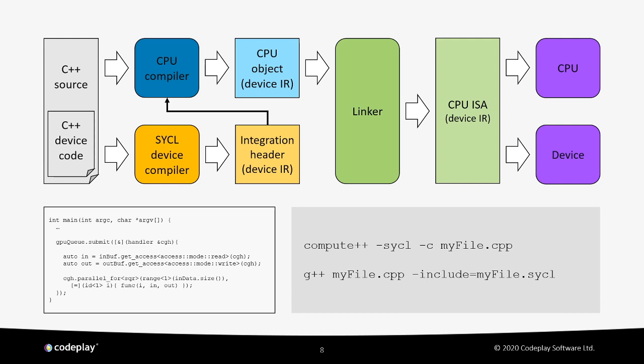The way you compile an application with this approach is first to invoke the Compute CPP device compiler, Compute++, with -sycl, and have it generate an integration header, a .sycl file. Then you compile your application again with your host compiler of choice. Here we're using GCC, and you force include that integration header when you compile it. And this will generate an executable that contains both the host application code and the device binaries to be executed at runtime.